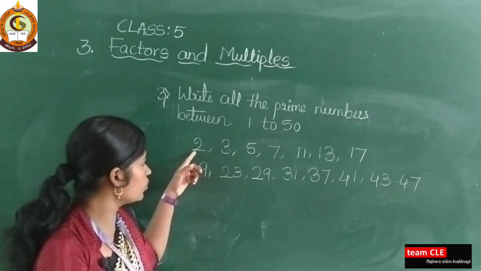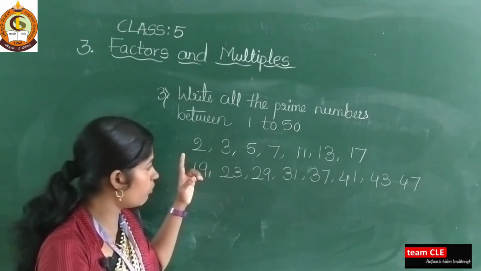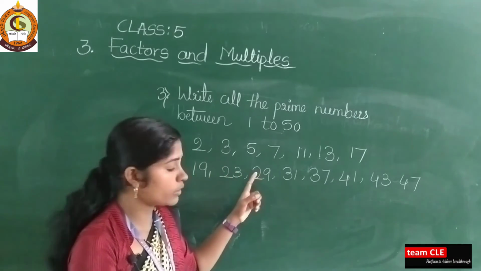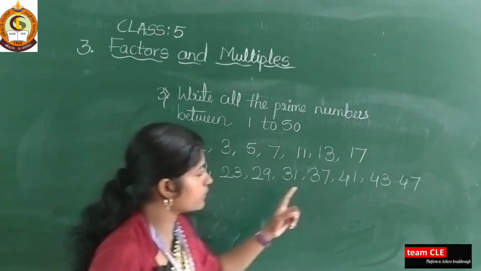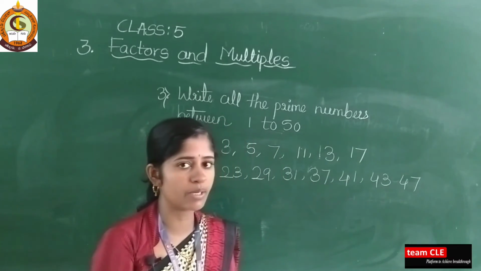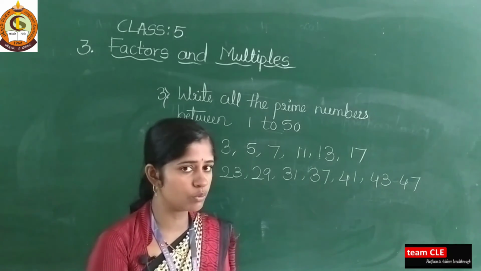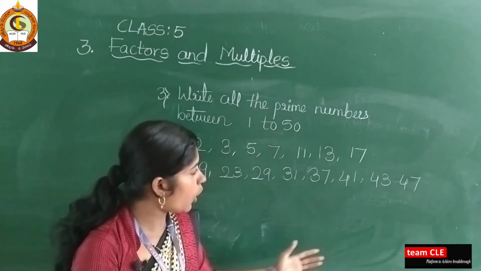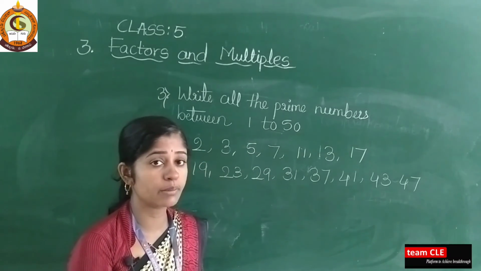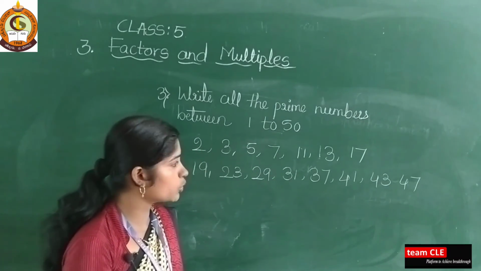Means 2's factors are only 1 and 2. 29 is there in only 1's table and 29's table. 47 is also there in 1's table and 47's table. Already you know prime number means which has only 2 factors. So all the given numbers are the prime numbers between 1 to 50.